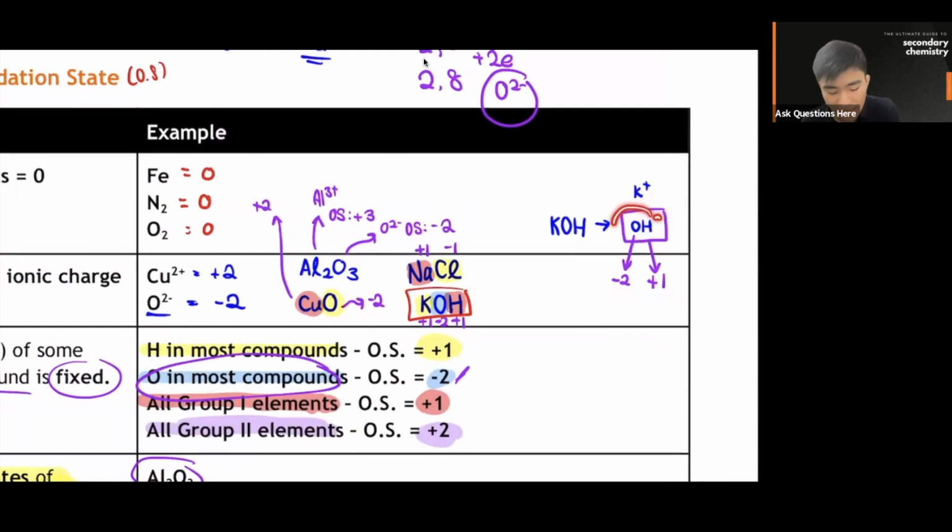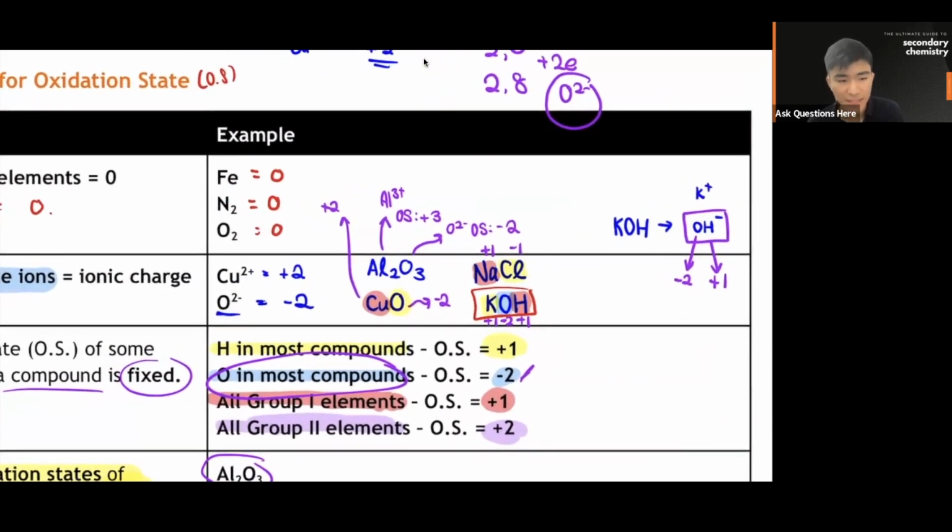This negative one applies to the whole OH. It doesn't just apply to hydrogen or oxygen. Very good question. Yeah, that's for OH minus. Okay, any other questions from anyone?